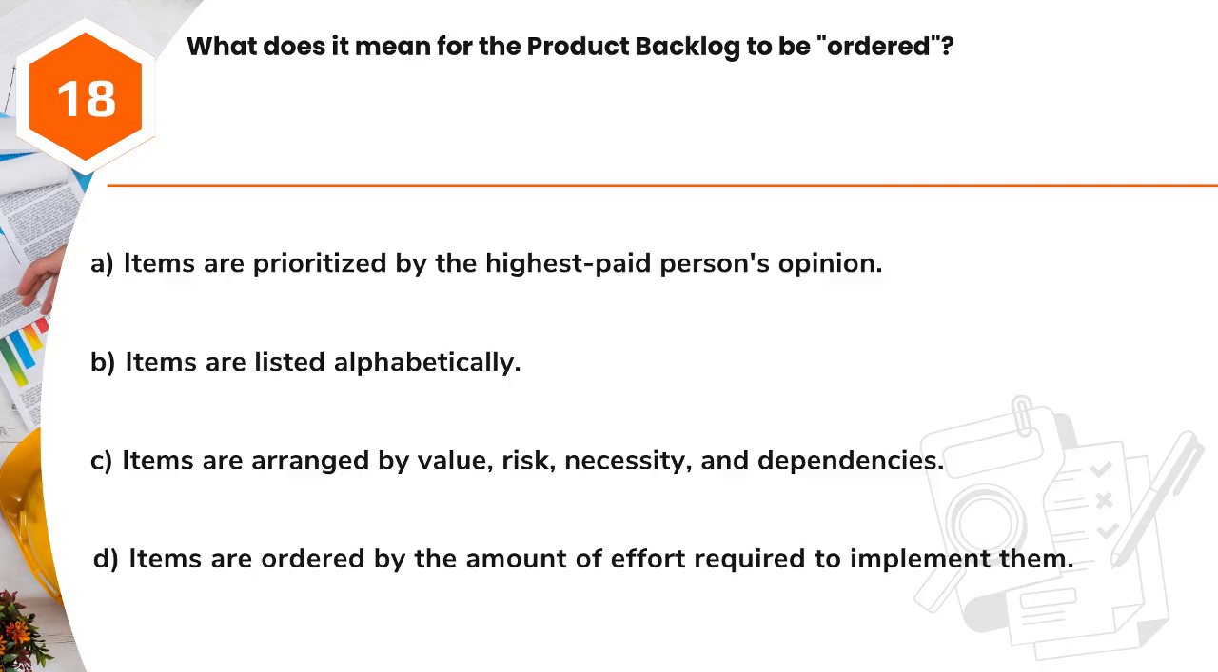Question 18. What does it mean for the product backlog to be ordered? A. Items are prioritized by the highest paid person's opinion. B. Items are listed alphabetically. C. Items are arranged by value, risk, necessity, and dependencies. D. Items are ordered by the amount of effort required to implement them.